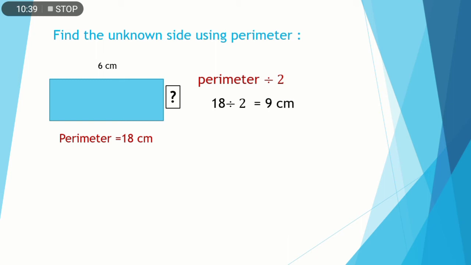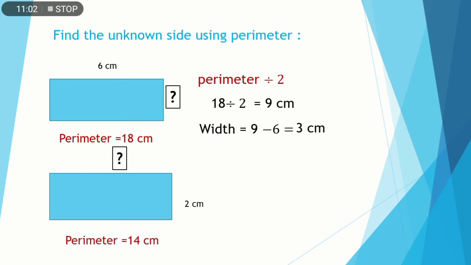And take the answer minus the 6. 9 minus 6 equal 3. To get the missing side in a rectangle, I have 2 steps. The first step is divided and the second step is minus. Again, the next one.